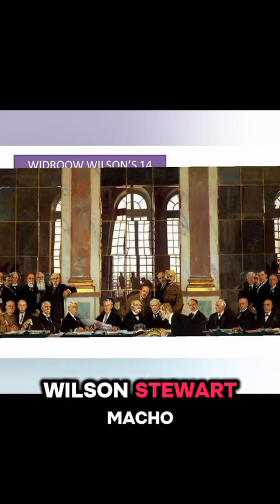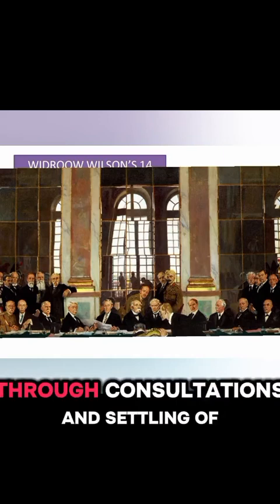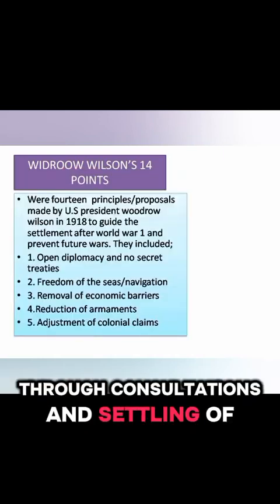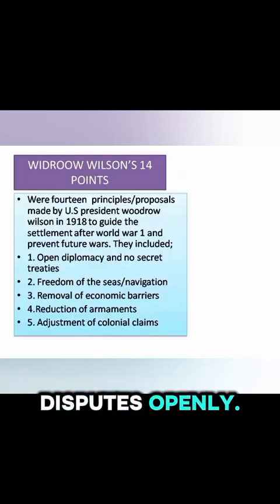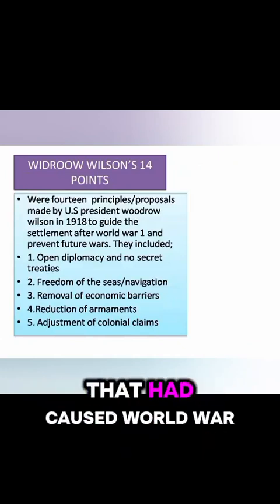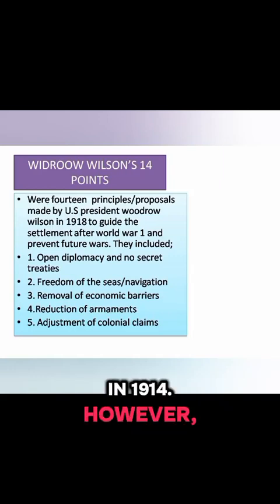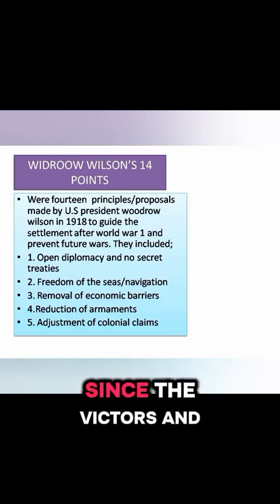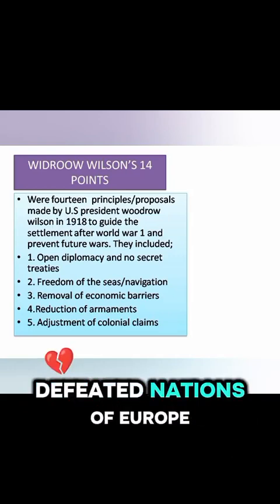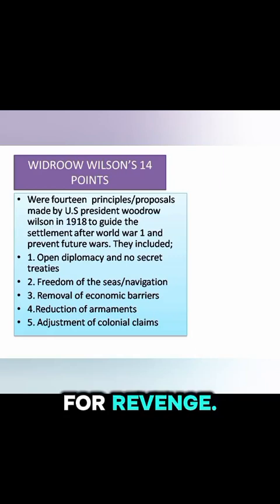Wilson stood for mutual trust and confidence between nations through consultations and settling of disputes openly. This was to avoid secret treaties and alliances that had caused World War I in 1914. However, this was never implemented since the victor and defeated nations of Europe had very high nostalgia for revenge.